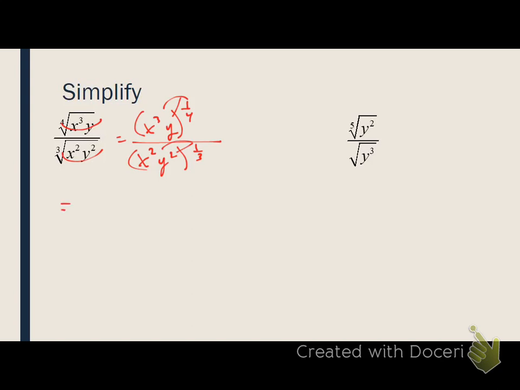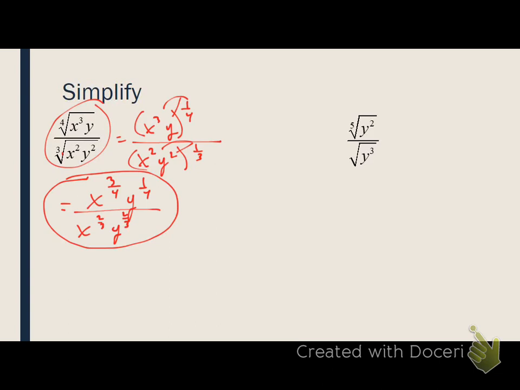So 1/4 times 3 is going to give you 3/4. So x to the 3/4 power, y to the 1/4 power in the numerator, and then 2 times 1/3 is 2/3. And now, can you make a connection between how we get from here to here? And you see what happened? Instead of bringing the index all the way out, we can just make it the denominator of a fractional exponent for all of our individual pieces. X to the 3/4, y to the 1/4, x to the 2/3, y to the 2/3.